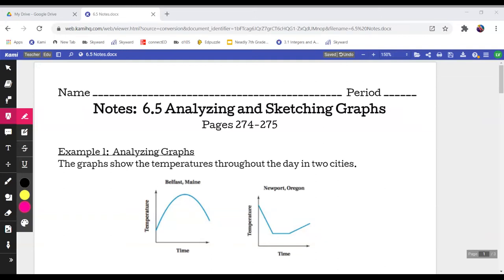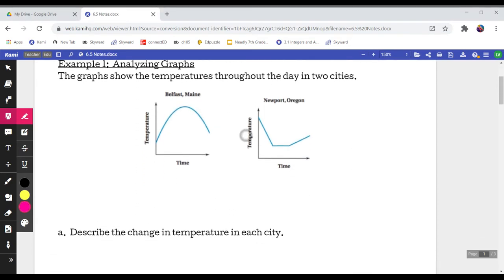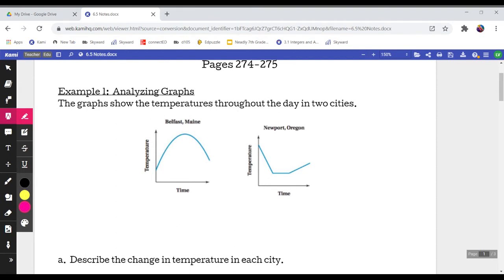6.5 Analyzing and Sketching Graphs. Example 1, Analyzing Graphs. The graphs show the temperatures throughout the day in two cities. We have Belfast, Maine, and Newport, Oregon.